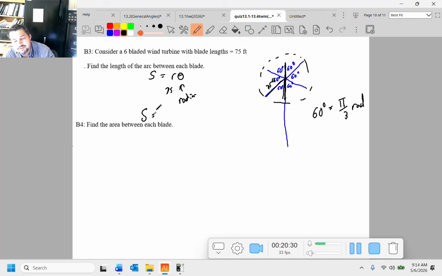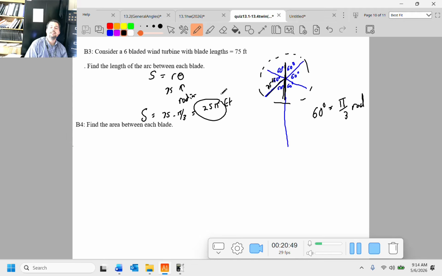So the arc length is simply 75 times pi over 3, which is just 25 pi over 3, because 75 divided by 3, boys and girls, is 25, and I don't need the over 3 part. It's just 25 pi, and this would be in feet. Be 25 pi feet. Find the area between each blade. Now that would be called a sector. That's what we call this. We call this a sector.